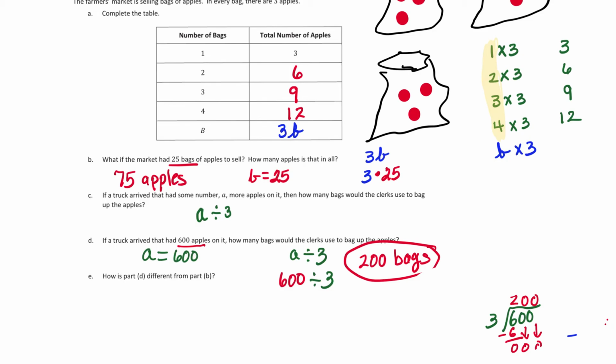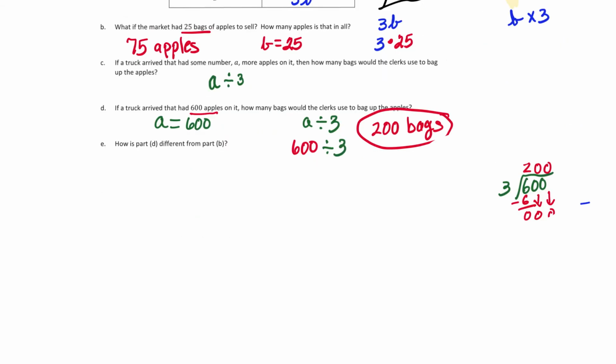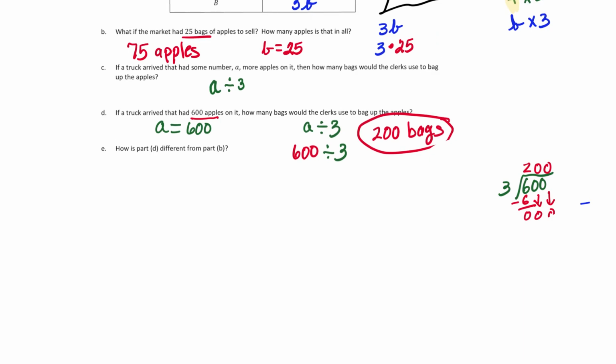There we go. Next one: how is part D different from part B? We already said. In one, you're thinking forward, and in the other one, you're thinking backwards. We can just explain that in words. Some people make more sense by writing what they're thinking.